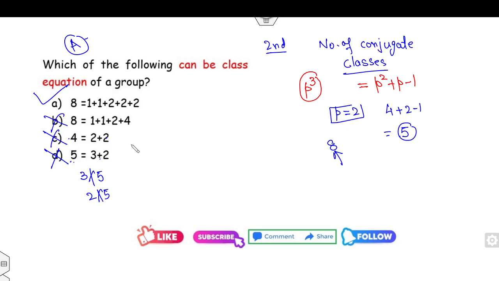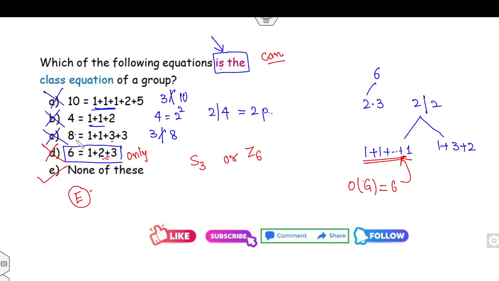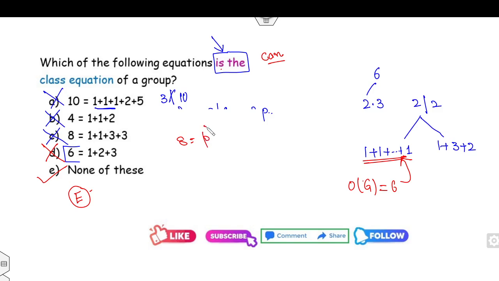What is the meaning of the conjugate classes? Count them. 1, 2, 3, 4. They have 4 conjugate classes, but we need 5. So this option is cancelled. 1, 2, 3, 4, 5. Yes, this option is the right option of this question. You can also see this example. This is 8. You can see how many conjugate classes. Again, this 8 is of p q form. So how many conjugate classes? 1, 2, 3, 4. So there are 4 conjugate classes, but we need 5 conjugate classes. So again, this option is cancelled.